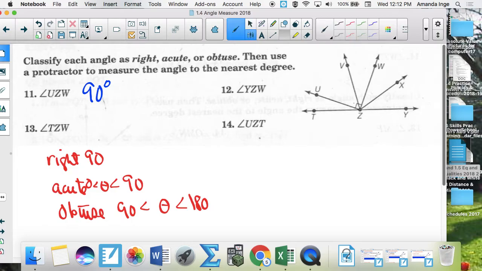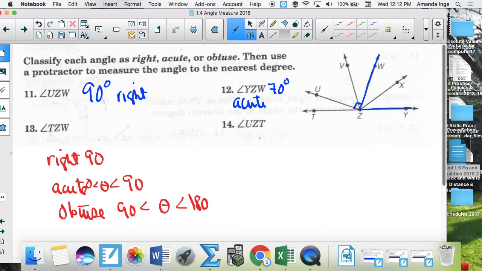Y'all, look up here. This is the symbol for 90 degrees. Y, Z, W. That's 70, 70, yes. Okay, we know that, I didn't write it down, we know that this is right, and this is acute.